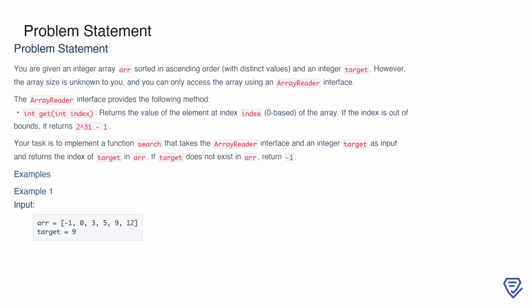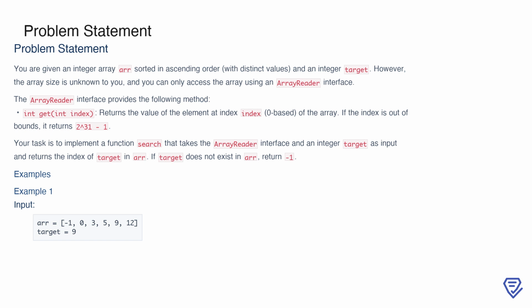However, you cannot directly access the array. Instead, you have to interact with it through an ArrayReader interface. This interface provides a single method, get(index), which retrieves the value at the specified index in the array. If you attempt to access an out-of-bounds index, the interface will return the value 2^31 - 1.